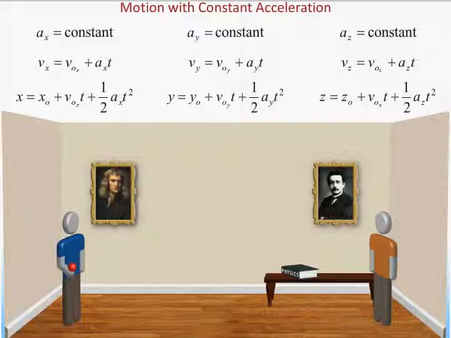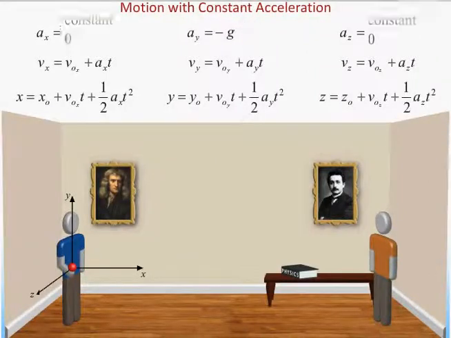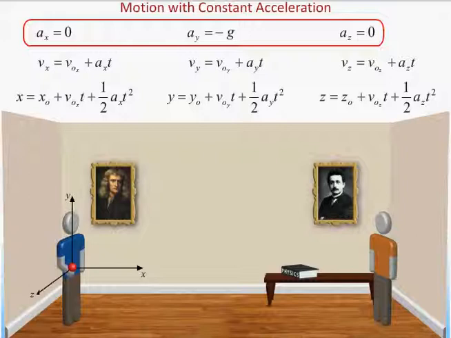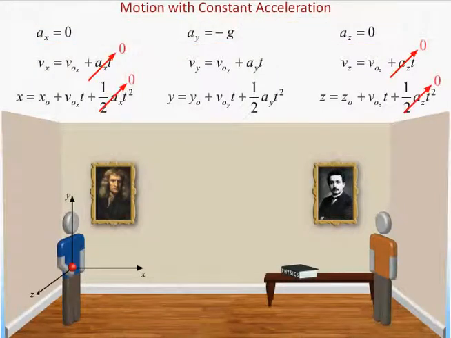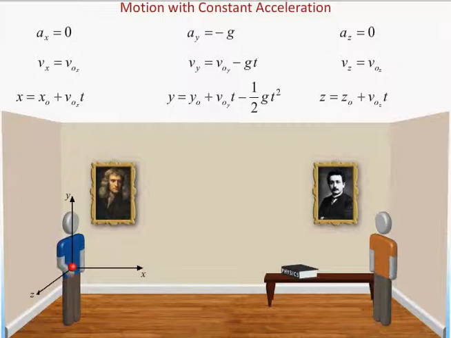Before attempting to describe its motion using our new 3D kinematics equations, we need to define our coordinate system. It is customary to pick the y-axis to point vertically upward and the x-axis to point horizontally in the direction of the throw. With this choice, our kinematics equations simplify considerably. Since the acceleration is only in the minus y direction, a sub x and a sub z are 0. Therefore, the velocities in the x and z directions cannot change. The motion in these directions is just motion at constant velocity.